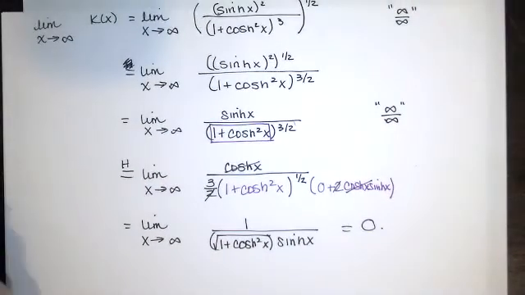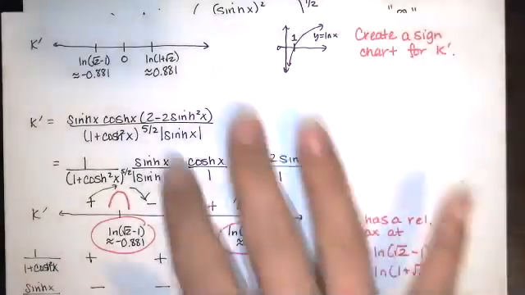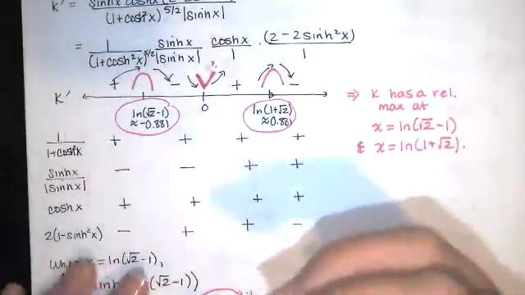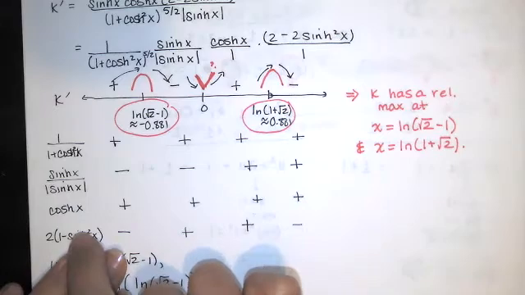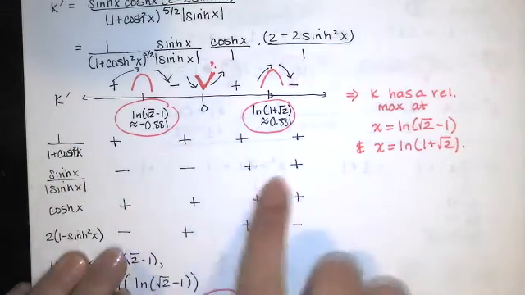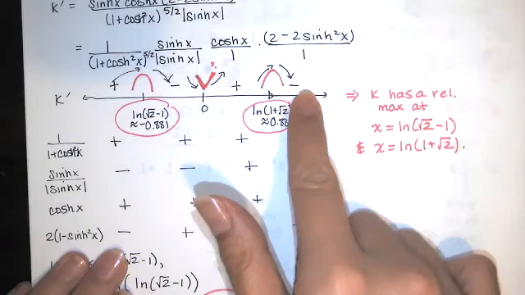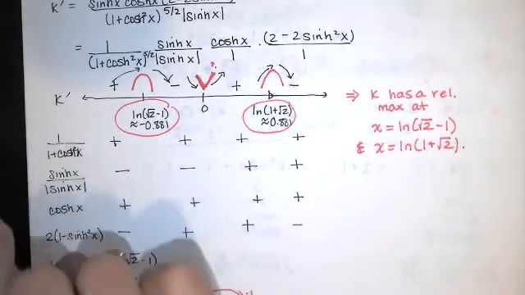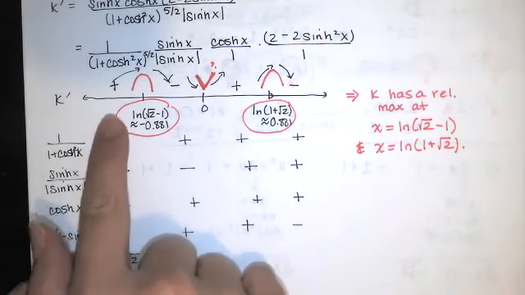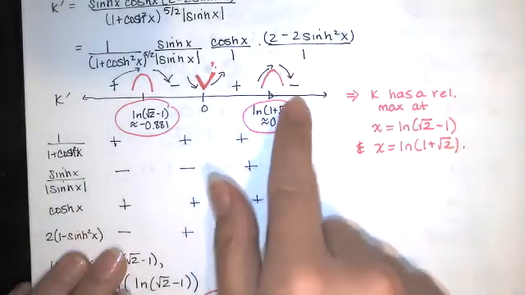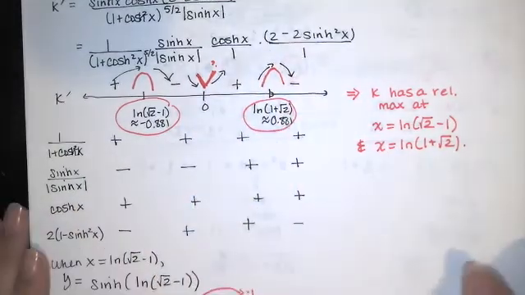We put those on a sign chart. And then we looked at k prime as the product of these 4 factors. And we found the sign of each of those factors on each of those intervals, and we multiplied the signs to get the sign of k prime. And then we said, by the first derivative test, since k prime goes from positive to negative here, we have a max. Since k prime goes from positive to negative here, we've got a max there as well.